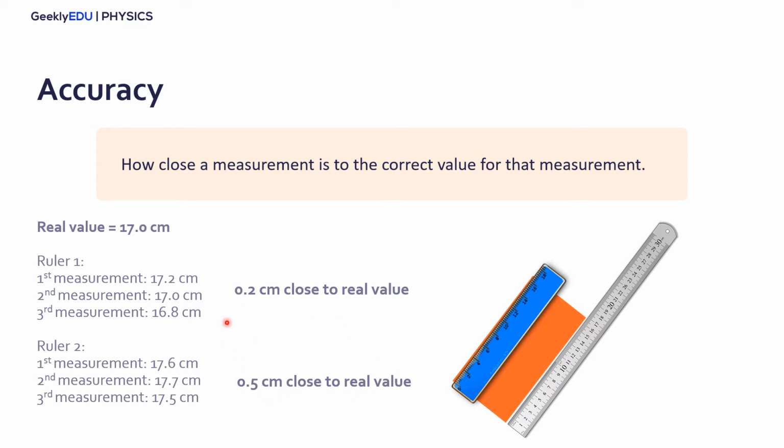But if you compare both rulers, we see that ruler number 1 is more accurate than ruler number 2. That's because from the measurements we took, it's closer to the real value of the object. So, as a consequence, ruler number 1 is more accurate than ruler number 2.